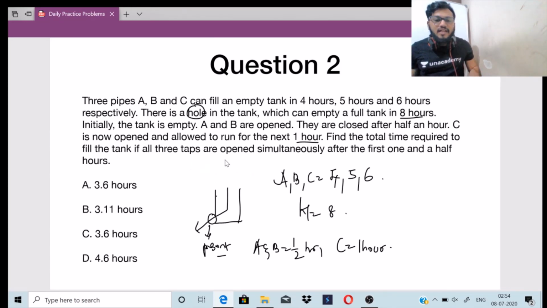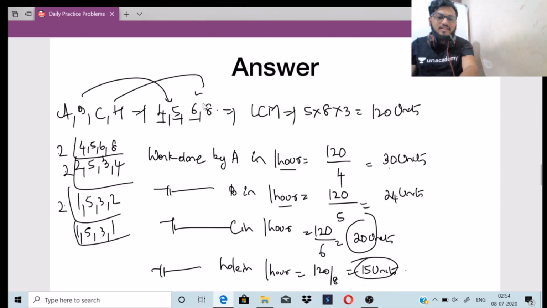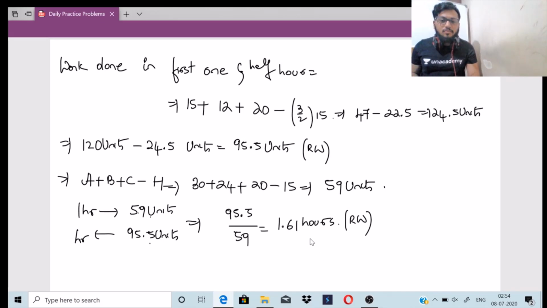If all the three taps are opened simultaneously, the hole doesn't have to be open, right? You are not creating a hole, the hole is already present in the tank, so the hole also you have to consider. The three taps are open simultaneously. These are the three taps, I am opening the three taps simultaneously, the hole is already present in the tank, right? So -1, 1.61, right?